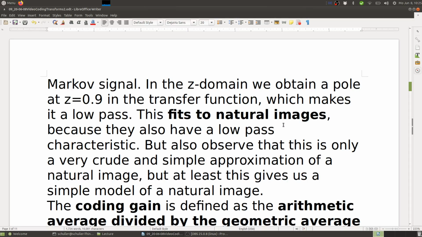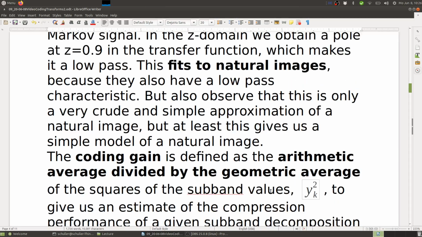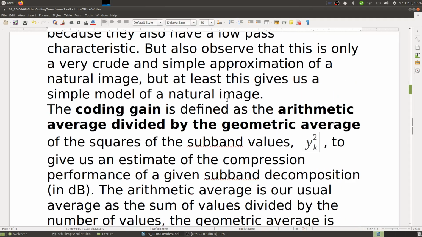This fits to natural images because they also have a low pass characteristic. Basically this filter that we have is a low pass. When you have a constant input, the output grows. If you have an input which has changing signs, then it cancels. But also observe that this is only a very crude and simple approximation of a natural image. At least it gives us a simple model of a natural image, and it's easy to calculate.